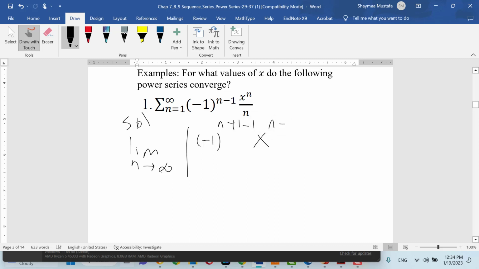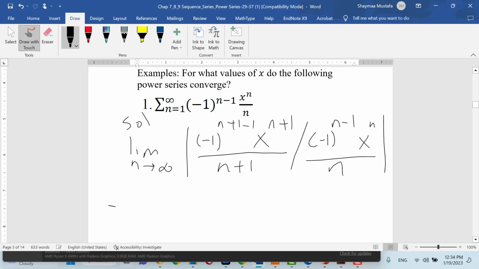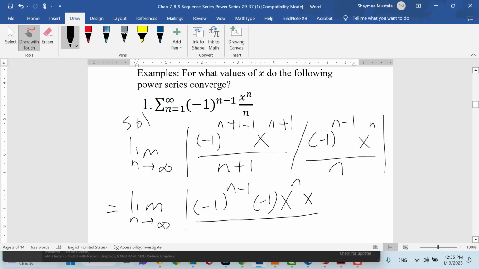The limit is x to the power n plus 1 over n plus 1, divided by minus 1 to the power n minus 1, x to the power n over n, which is equal to the limit when n goes to infinity of minus 1 to the power n, x to the power n times x, over n plus 1.